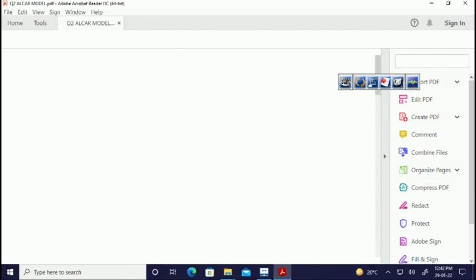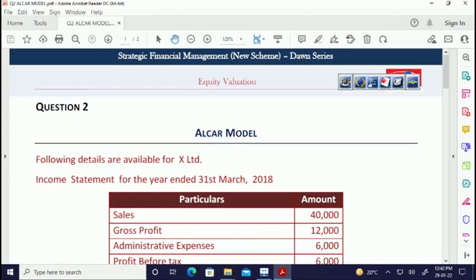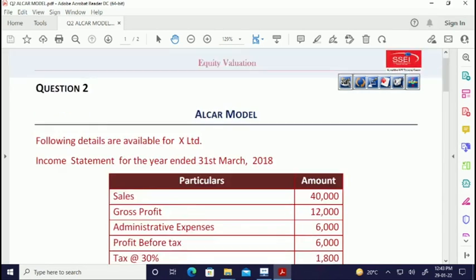Question number 2 is on the Alcar model. I once again repeat, what do they want? They want the forecasted balance sheet from you in the answer. They also want the statement where you have computed the free cash flow for 3-4 years, and then the present value and all that stuff. So the presentation has to be 100% correct.